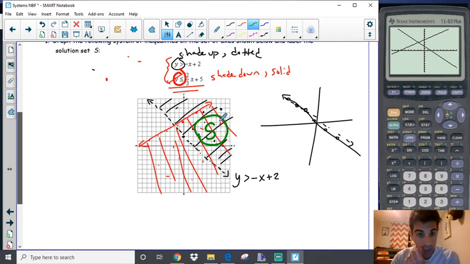Sometimes, not always, the point of intersection is a solution. In this case, it is not a solution. Any guesses why? Because this is a dotted line. The points on a dotted line do not count as a part of the solution. So this could not be considered. But any point that you went ahead and picked inside this area here would work for both equations. And that pretty much sums up how you do a system of inequalities.